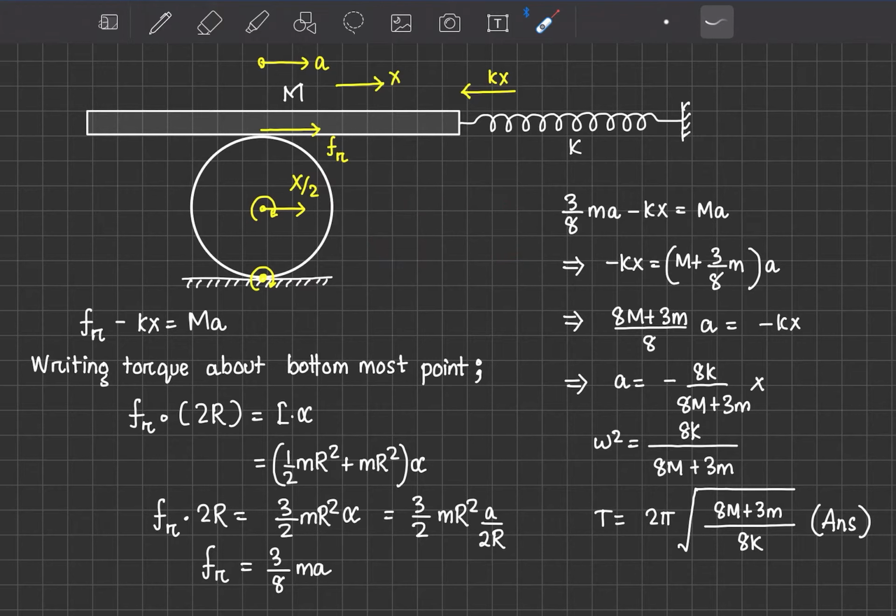See, the friction here is also acting on the disc and the disc has mass m. In this case, think for pure rolling. In case of pure rolling, we can assume this point is the instantaneous center of rotation. We can assume the entire disc is rotating about the bottommost point. This is the ICOR, instantaneous center of rotation, right?